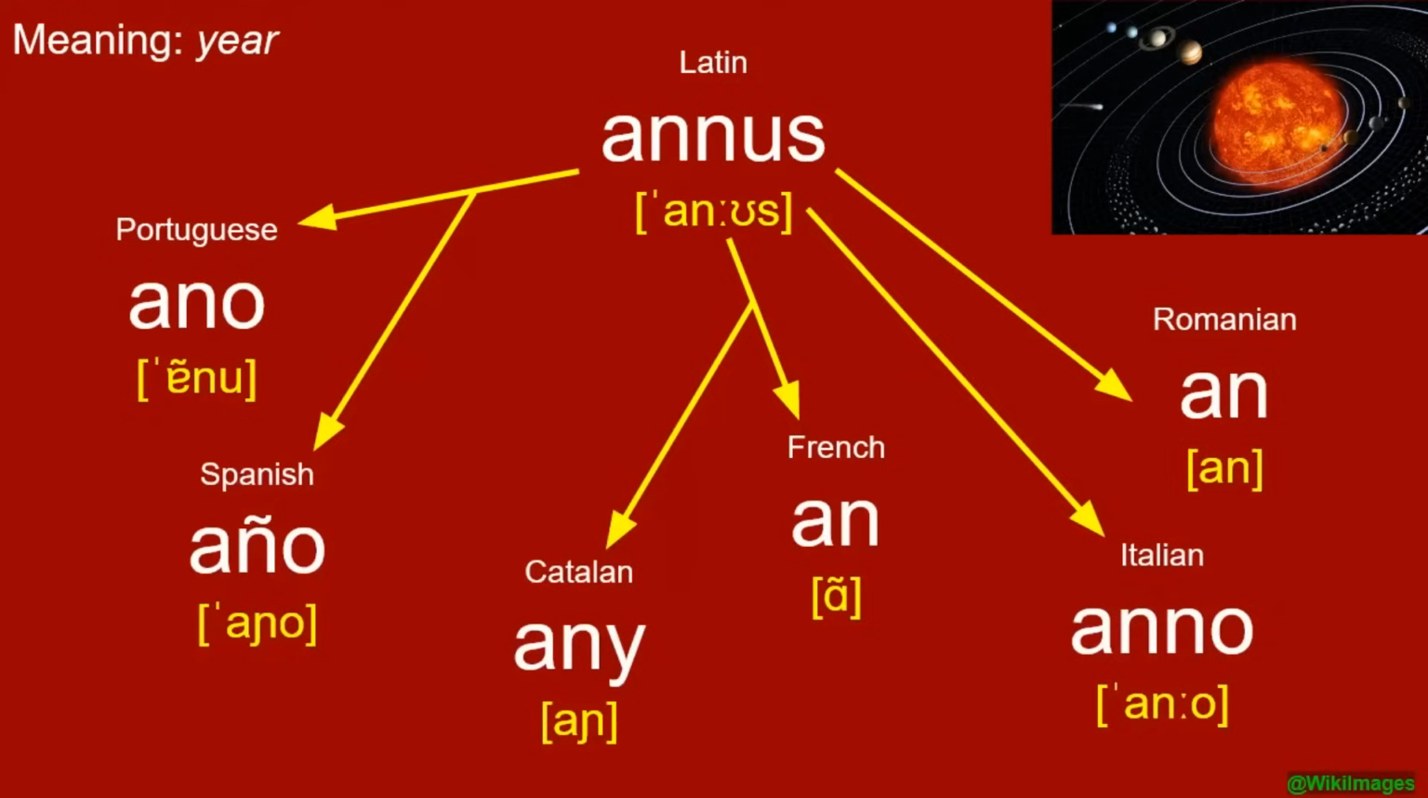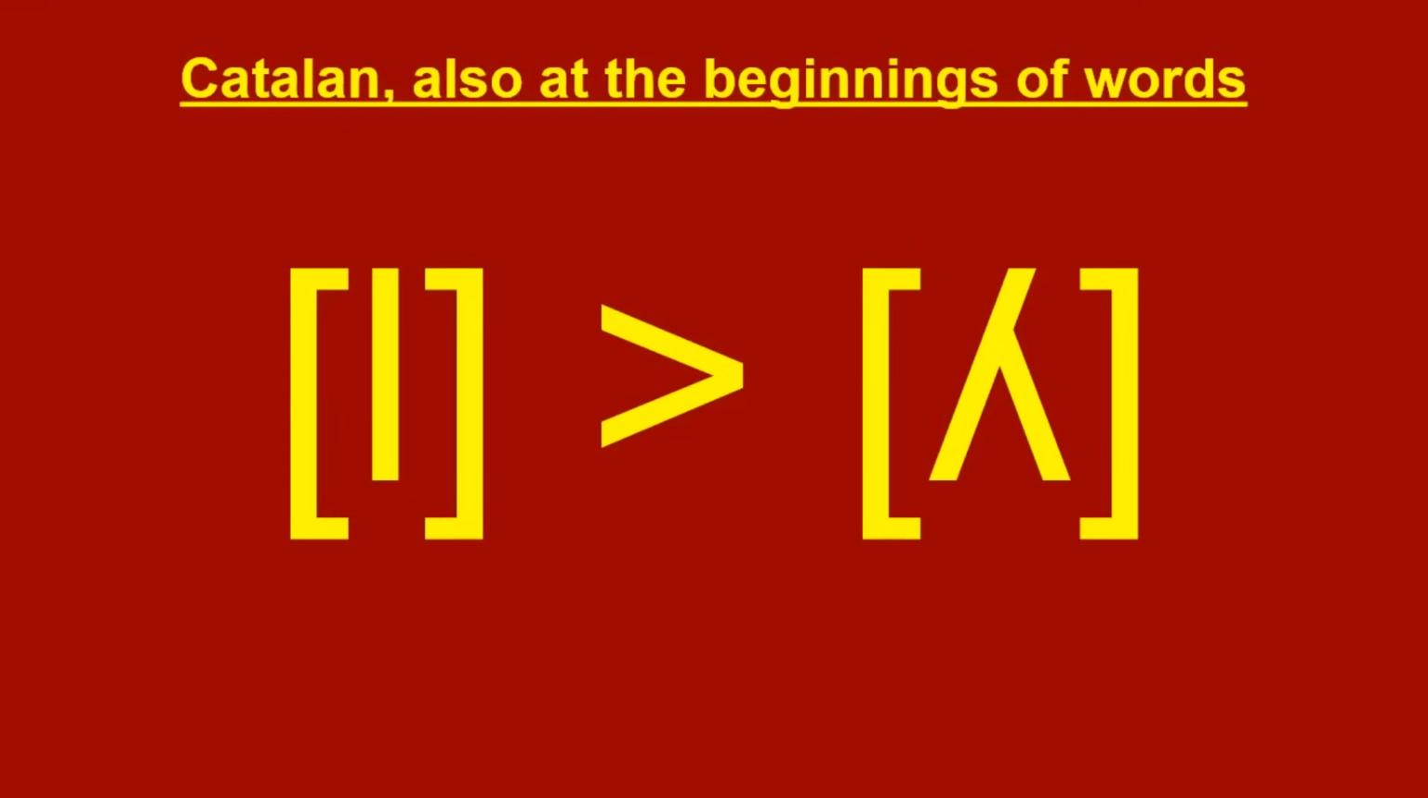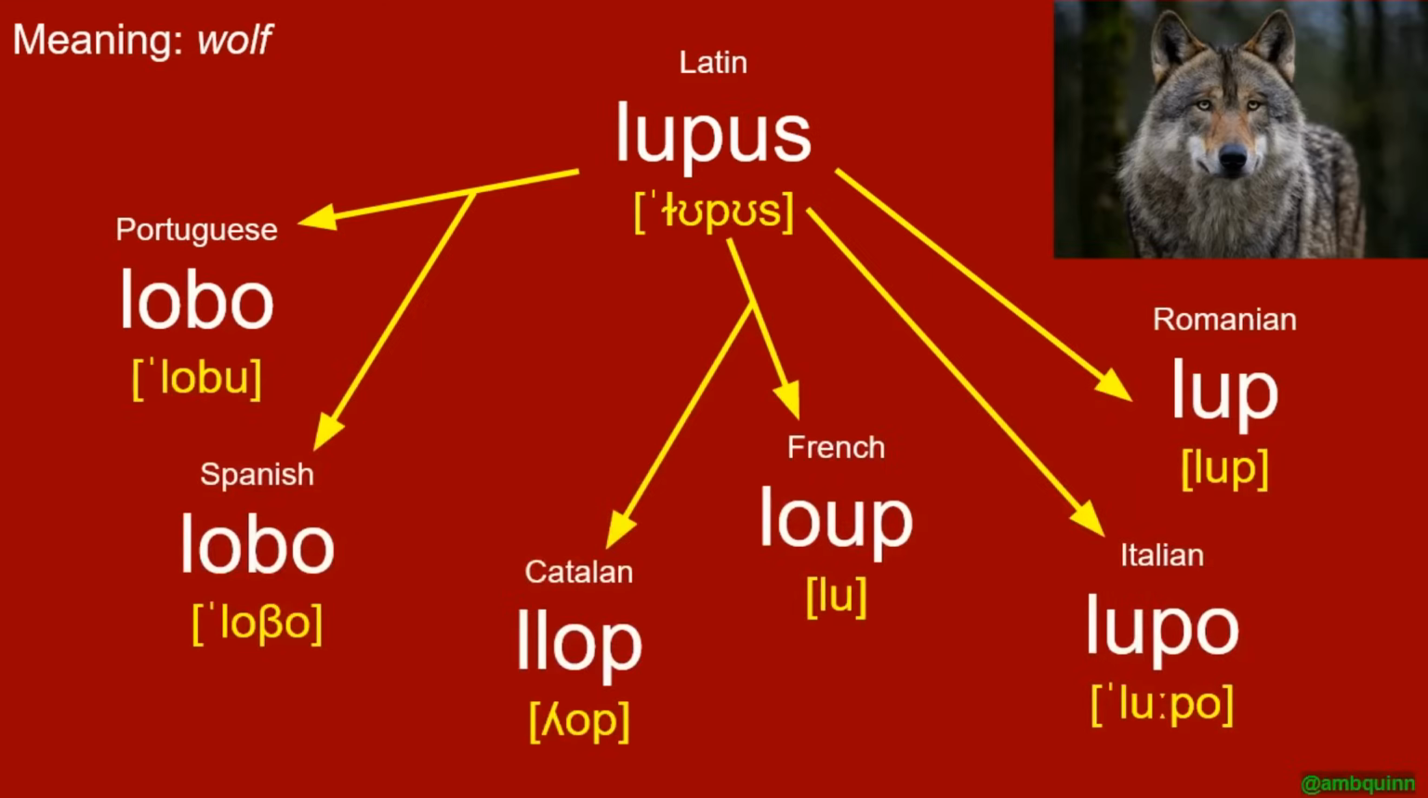And for na, there's also Latin annos, which became Spanish año and Catalan añ, but Portuguese ano, French an, Italian anno, and Romanian an. However, Catalan also palatalized word initial le, like with Latin lupus, which became Catalan llop, but Spanish lobo, Portuguese lobo, French lu, Italian lupo, and Romanian lup.